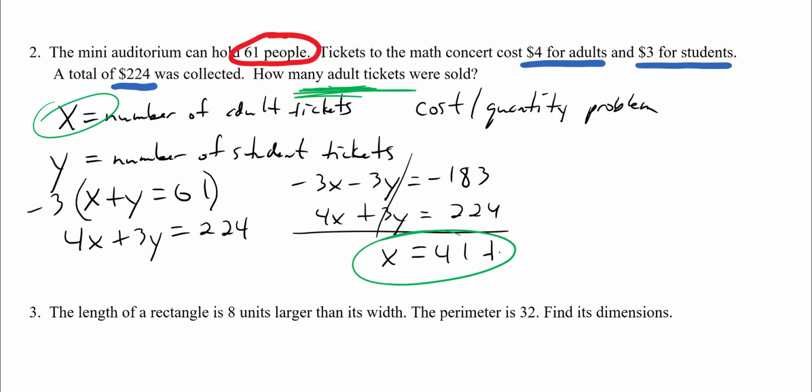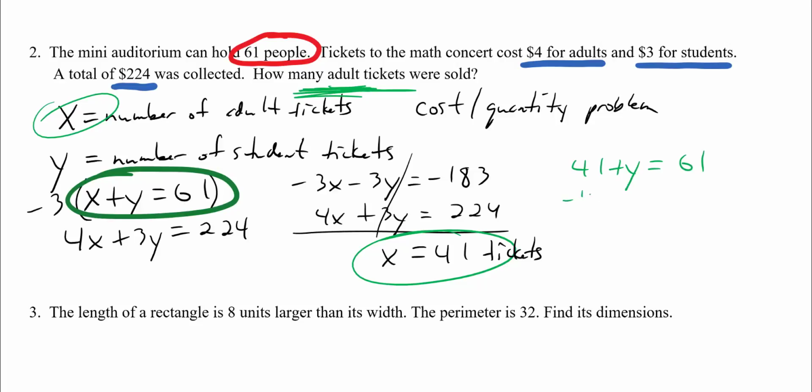Okay, 41 tickets. Now if I ask you the number of student tickets, you just plug it back into this guy right here: x plus y equals 61. So I would do that. Subtract 41 from both sides. So y is equal to 20, which y, remember, was the number of student tickets. And so that would be 20 tickets for students. Okay? Pretty easy. Okay, so that's the second kind of problem.